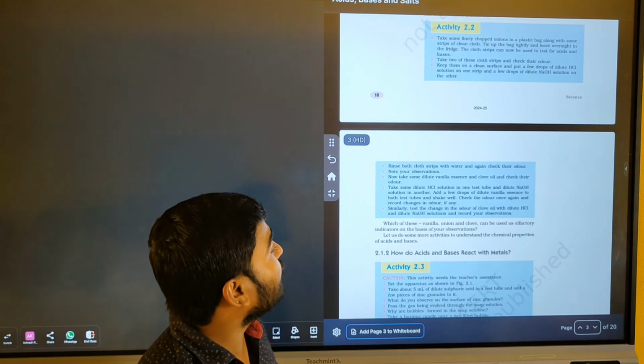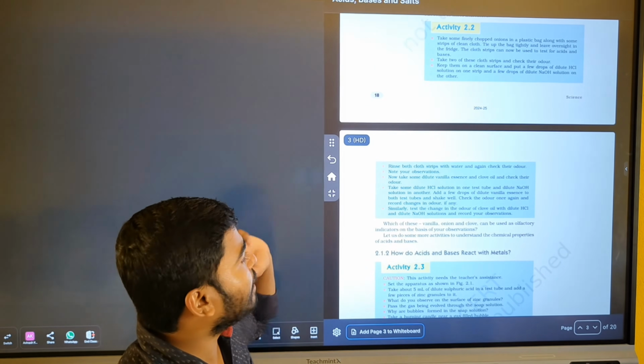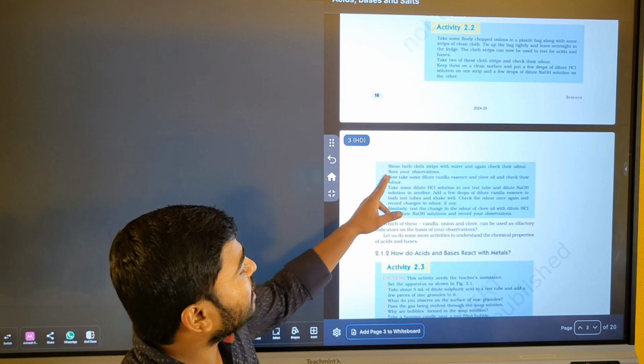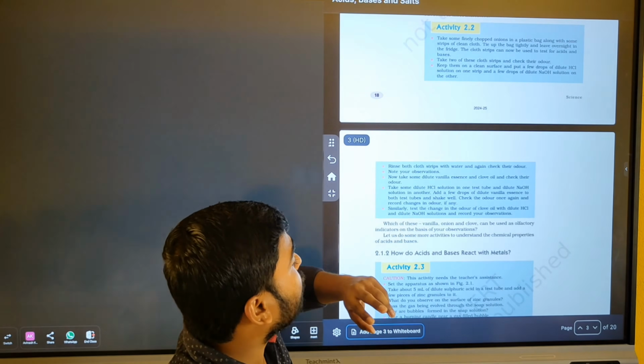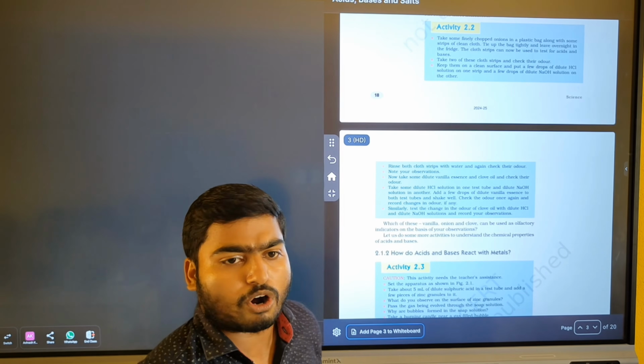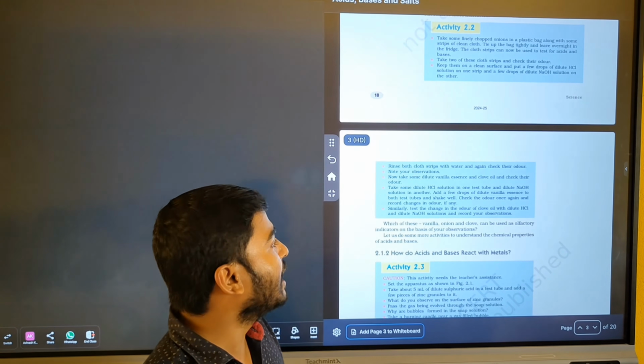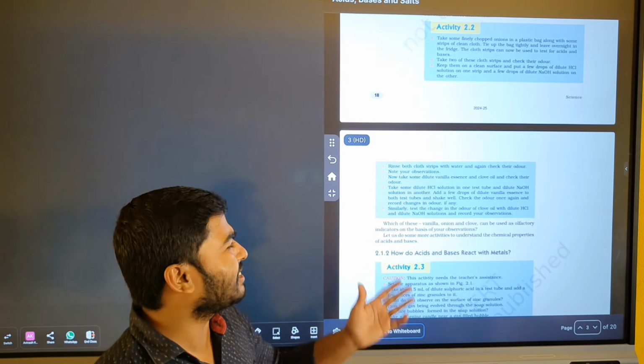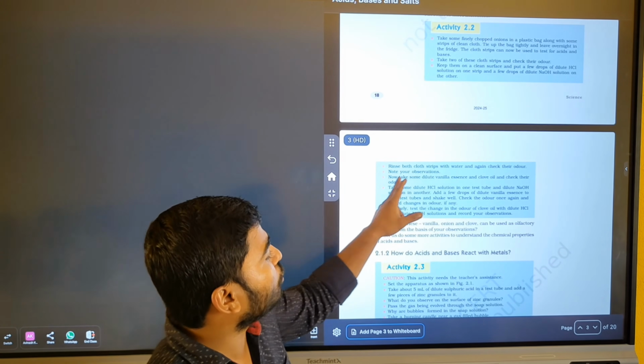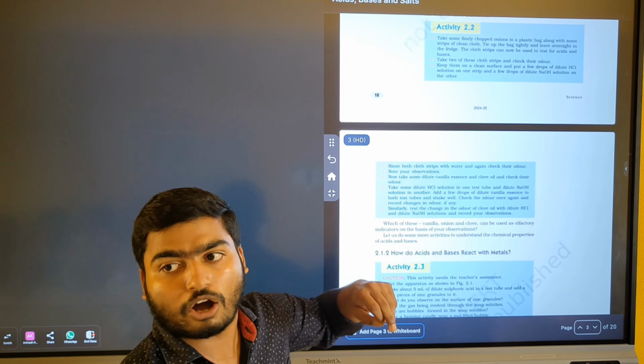Then, second, we'll be writing it in a table. They are telling you to rinse both cloth strips in water and again check their odor. You have to rinse it completely and check the odor again, though that's not mandatory; you can leave that also. And note your observations.